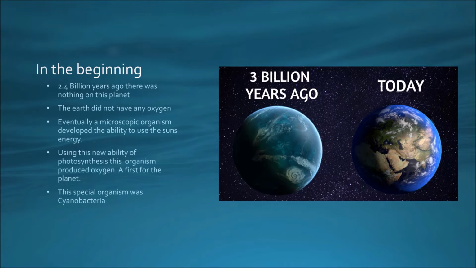And because it was able to use photosynthesis now, it was able to produce oxygen, which was something that this planet had never seen before. It was kind of like the jumpstart to life on the planet. And it was cyanobacteria that was that organism that was able to use photosynthesis.